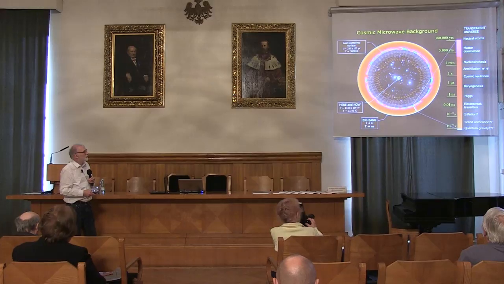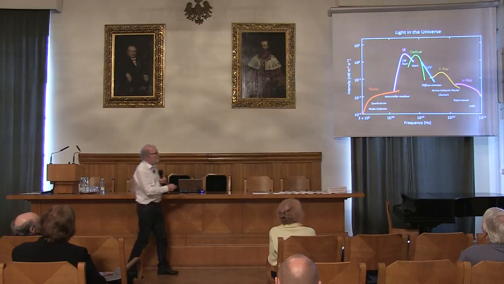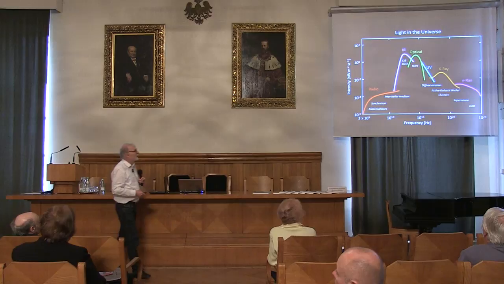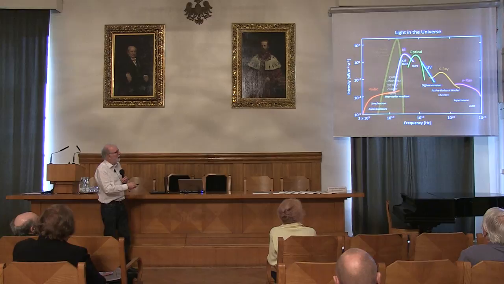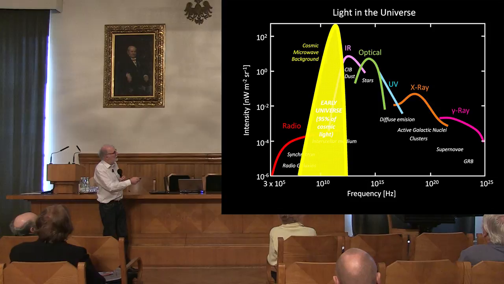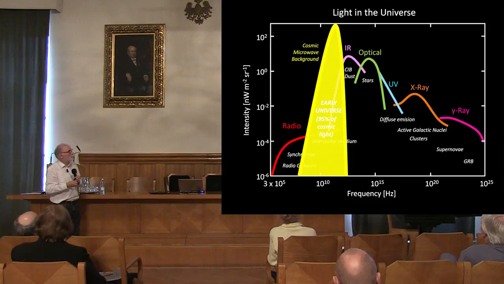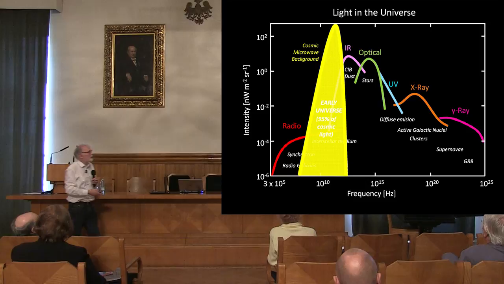Now, if we add the spectrum, the black body spectrum, that was soon realized to be a very good black body spectrum, of this ancient light, and we add it to the rest of the photons in the universe, we see that it is standing out. And in fact, 95% of the photons, the energy in terms of electromagnetic energy in the universe, is in this very faint light, which, however, fills every corner of the universe.